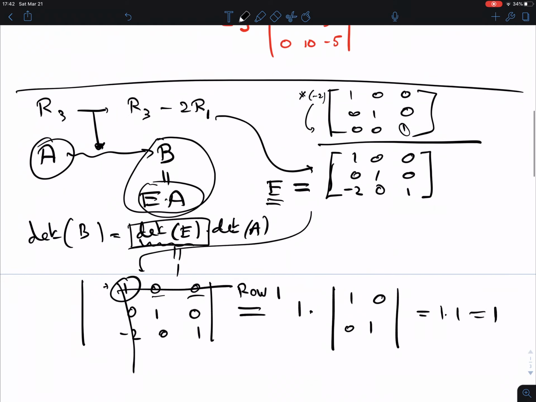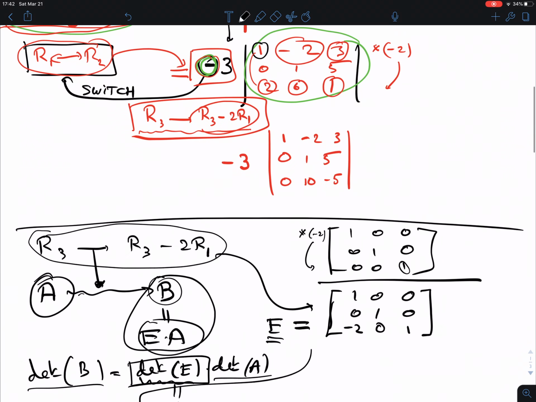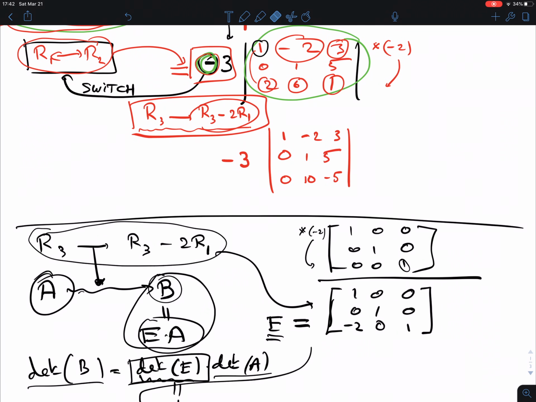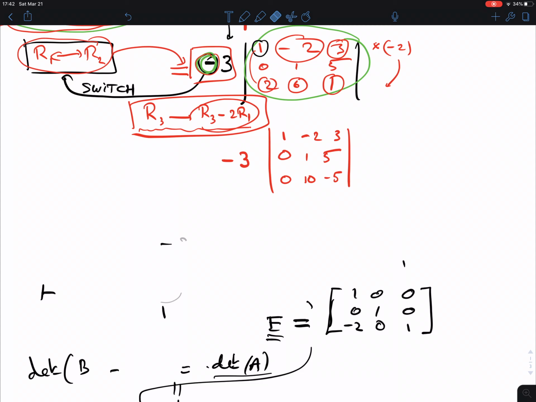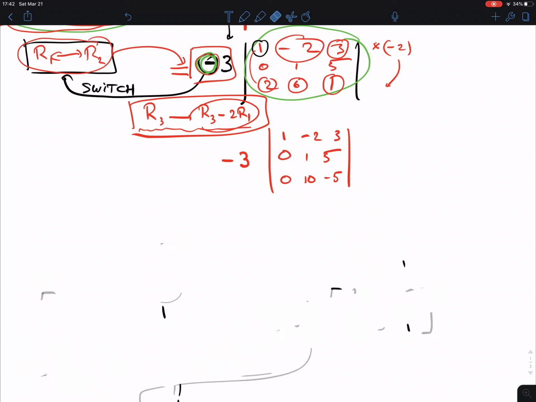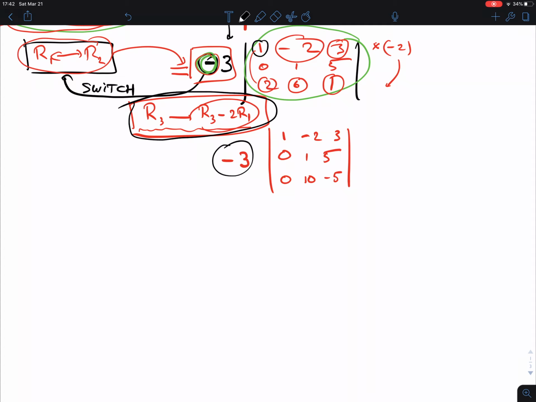In other words, if I start from a matrix A and do this type of row operation on it, I get a new matrix, but the determinants are the same. That's the good news. Going back to our example, we did this row operation from here to there. Nothing changes. So we still have this -3 outside, and we have now the new matrix.